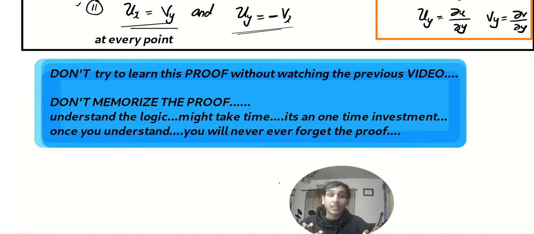Anyway, one warning: don't try to learn this proof without watching the definition of a complex function and the derivative of a complex function. Second warning: don't memorize the proof. It might take some time, because I know some students feel like, okay, in our university they ask the proof, so let's memorize the proof. That will actually, maybe you'll get marks, but that's not the right way. So it's a one-time investment. Take some time, try to understand the logic, and you'll never ever forget the proof. Okay, so let's start.